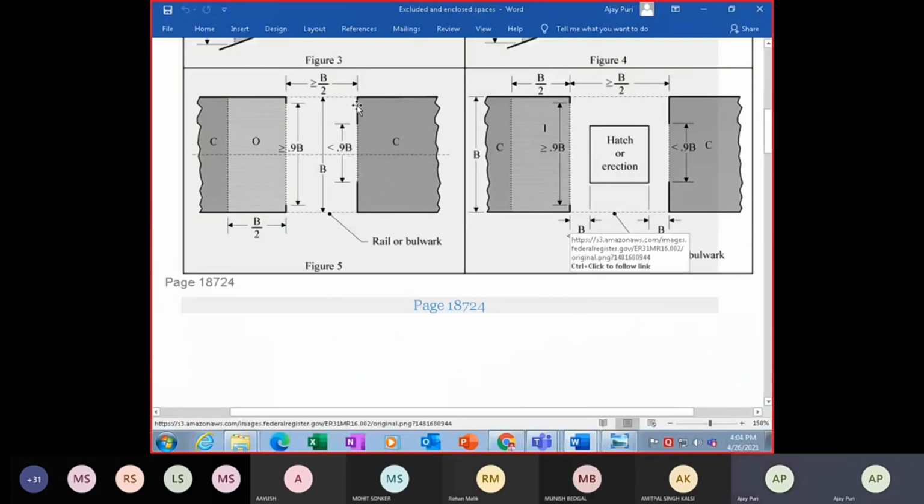So this area, this is covered more. So this distance between this is 0.9b, which is less than this. This is more. This is greater than 0.9b. So this area will be included in the calculation. This area will be excluded in the calculation. This is b by 2. This is greater than b by 2.